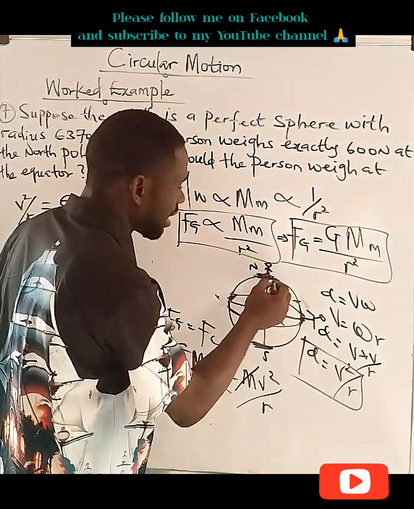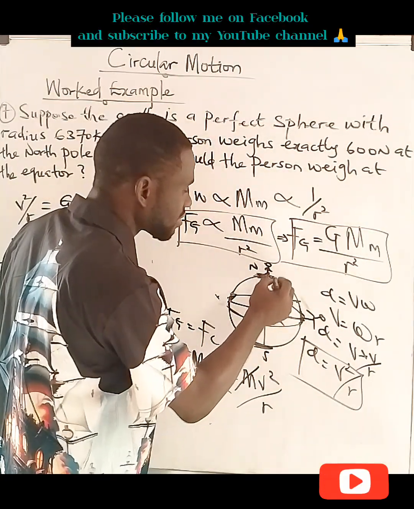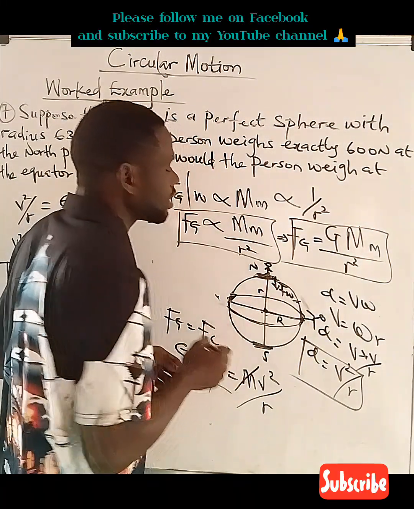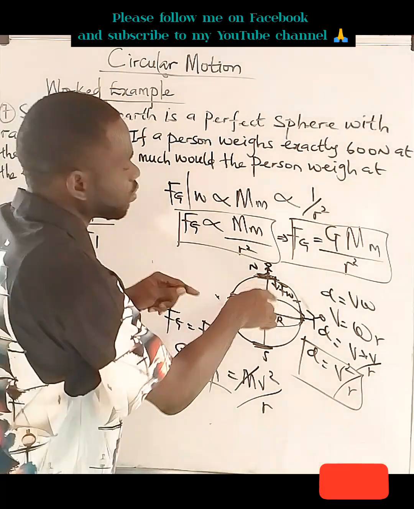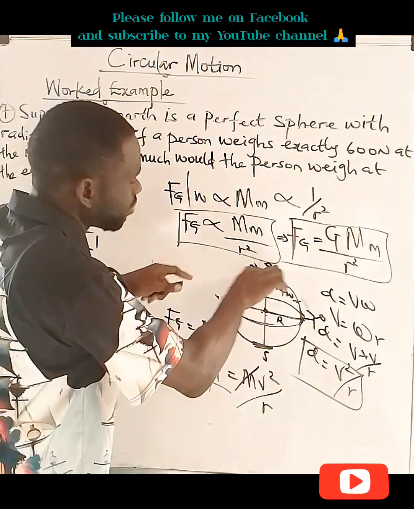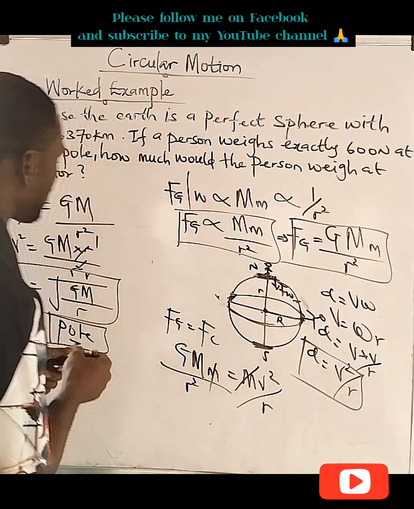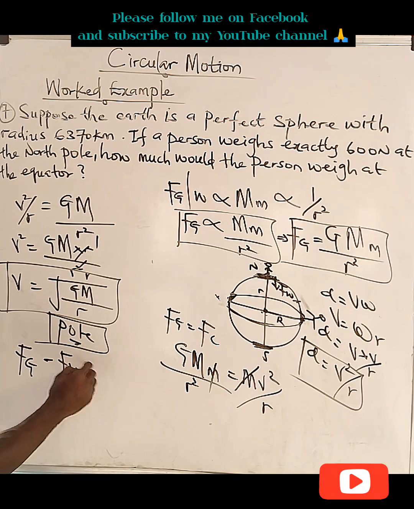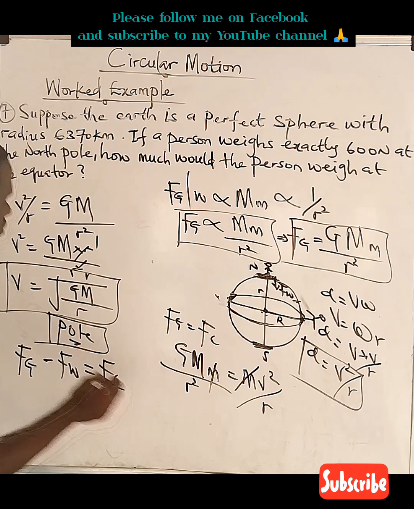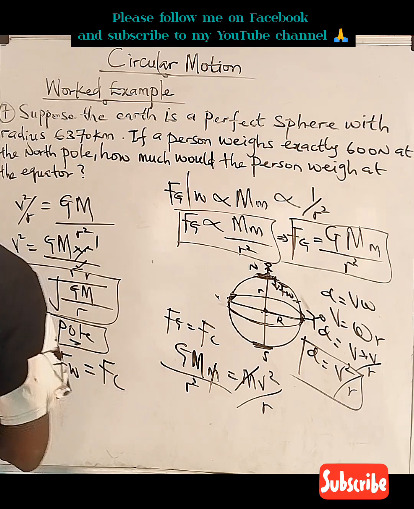This body here has what we call weight. It's a downward weight. So the force of gravity fights against this body to keep it moving in a circular path. So this is what we have at the very pole: the force of gravity minus the weight of the body, which is mass times gravity, brings about what we call the centripetal force, the FC.